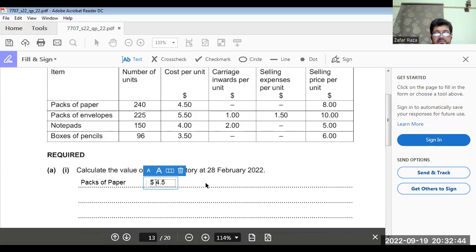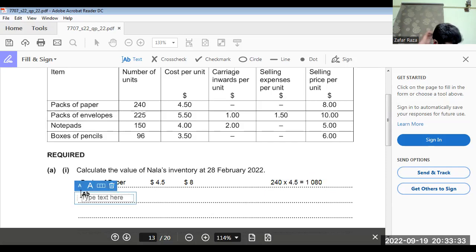And NRV is $8. So it means we have to keep the inventory on lower of cost or NRV, according to prudence concept. So what we will do? The value of inventory, 240 units multiplied by 4.5 is equal to 1080.